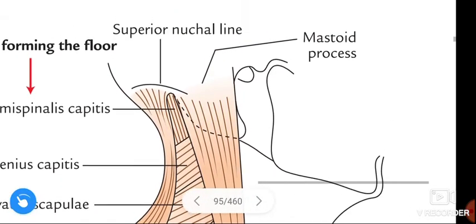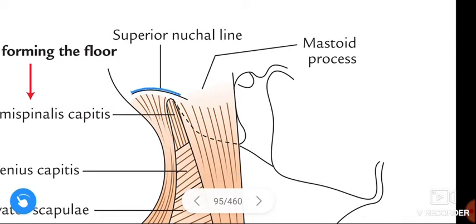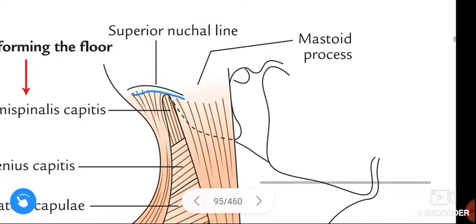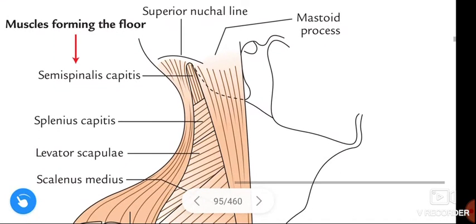Next, see here, this is the superior nuchal line where the two muscles, the sternocleidomastoid muscle and the trapezius muscle, meet at this point. See here, the meeting of both muscles at the superior nuchal line. This is about the boundaries of the posterior triangle.